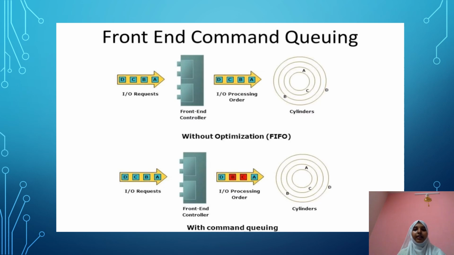The next part is with command queuing. Here we have an input output request followed by the front end controller, which is followed by the input output processing order, which gives rise to a cylinder order of A, C, B and D. This is the front end command queuing.